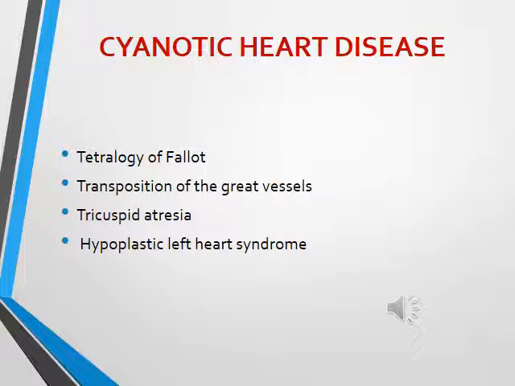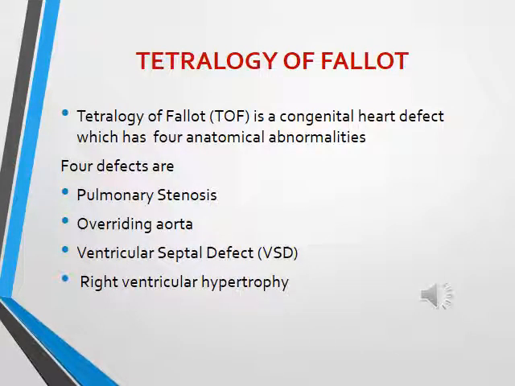heart syndrome. Tetralogy of Fallot. Tetra means 4. So it is a congenital heart defect which has 4 anatomical abnormalities. The 4 defects are pulmonary stenosis, overriding aorta, ventricular septal defect, and right ventricular hypertrophy.